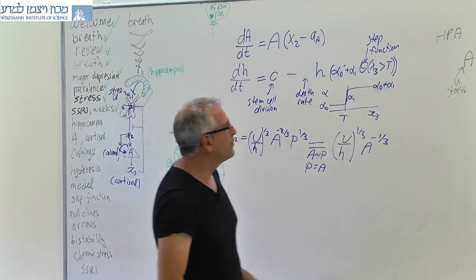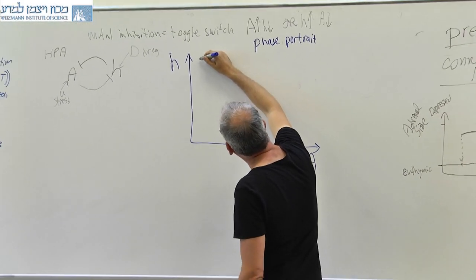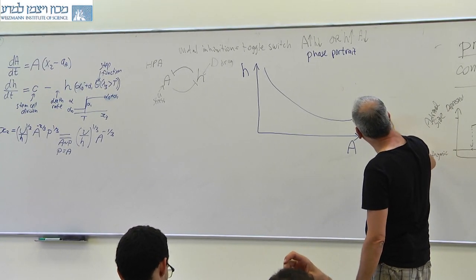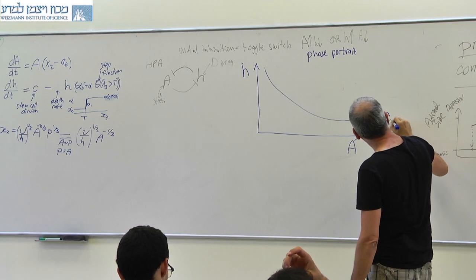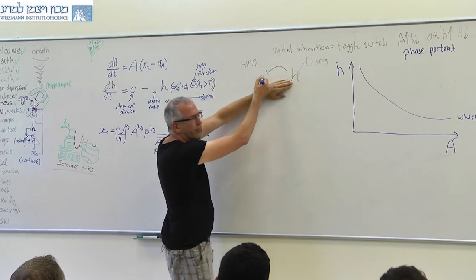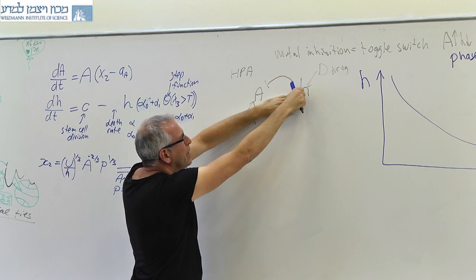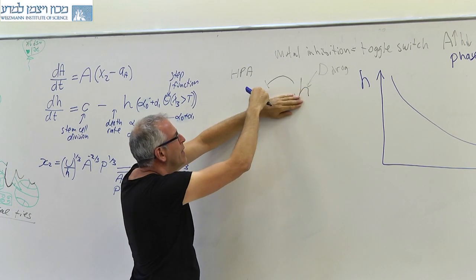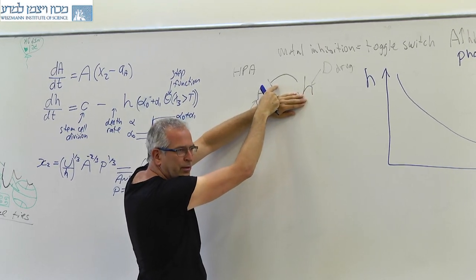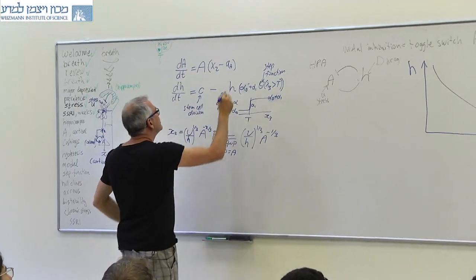But what am I going to do now? I'm going to plot here on this graph all the points of H and A where A doesn't change. What am I actually doing here? I'm going to only analyze this arm first. And then separately, I'm going to analyze this arm. I'm going to pretend I'm dialing H and keeping it constant at a certain number and understanding what's the steady state of A. And then dialing H to another number, understanding what's the steady state of A, and plotting all the answers. That's by saying dA/dt equals 0.